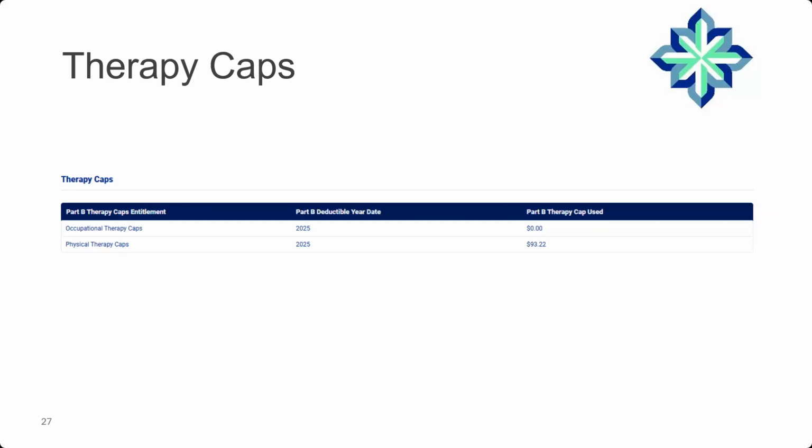Although only occupational and physical therapy are listed, speech language pathology services are included in the physical therapy cap. For 2025, the limit was $2,410 for occupational therapy and $2,410 for physical therapy and speech language pathology combined. For 2026, those limits have been raised to $2,480.